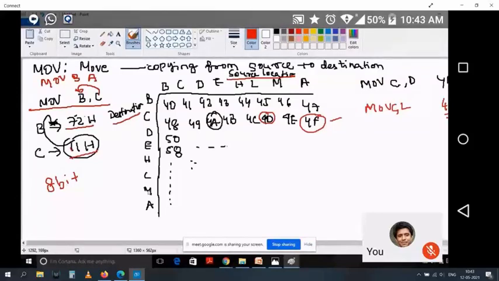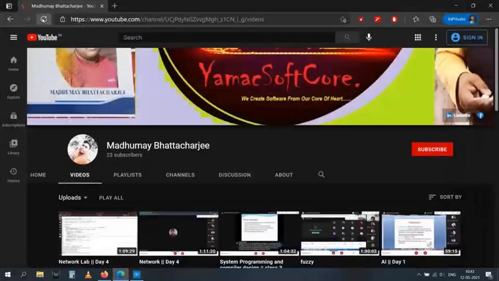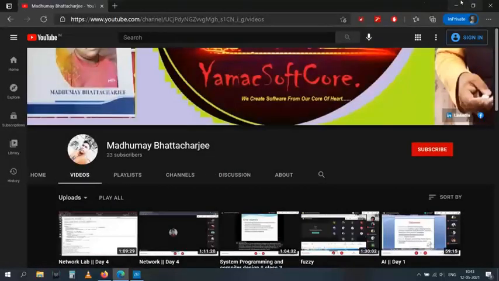If you have to copy the content of register H into C, then your hexadecimal code is for that operation. This hexadecimal code itself will tell the MPU what it has to do. It is unique for every operation. Let me show MVI. Just a second.